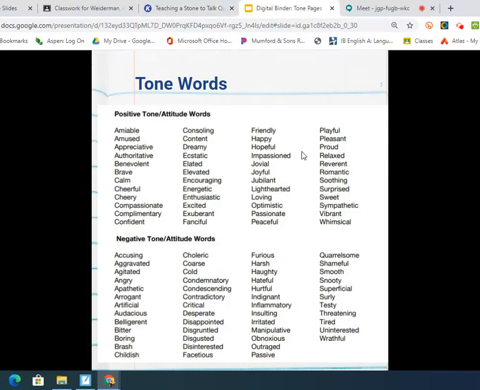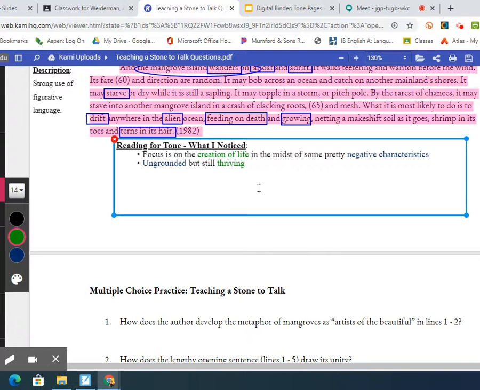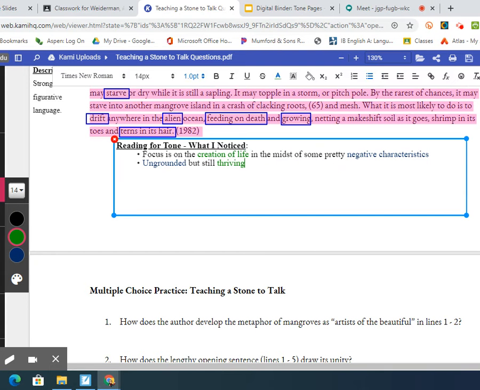So when we're looking at tone, let's add some of this. So tone words, I'm playing around with colors that makes it pretty. Oh, don't do that.